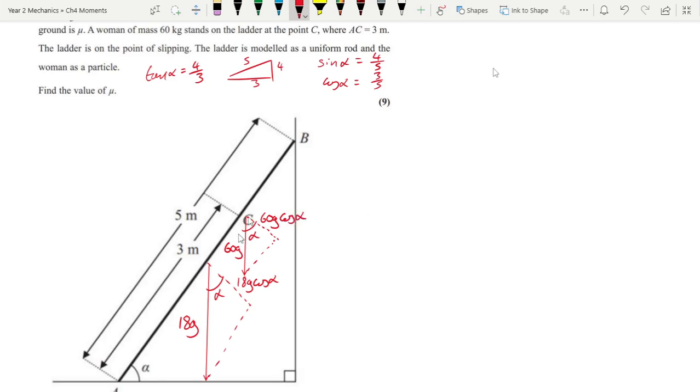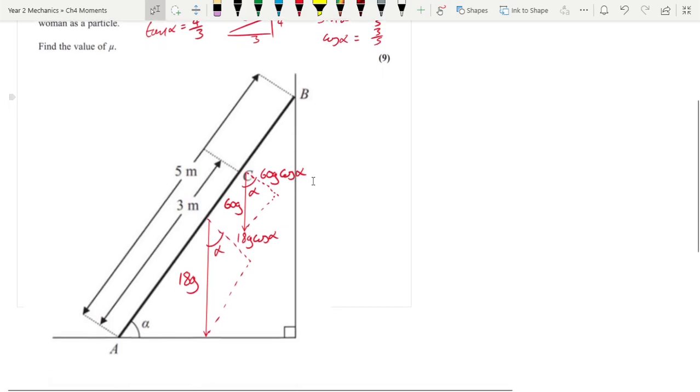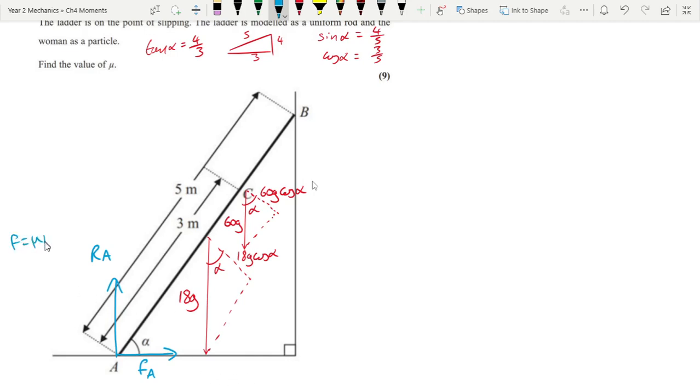So we've got two masses we have to take into account here. The ladder is uniform and the woman is a particle. Okay. And we've got to find mu. So to find mu, we're going to do the same strategy as we did before. We're going to need to find out the reaction force here. So I'm going to call that RA. And we're going to need to find the frictional force here. So I'm going to call that the friction at A. Okay. And then we can use F equals mu R to help us find mu.